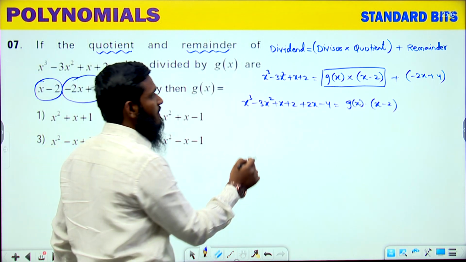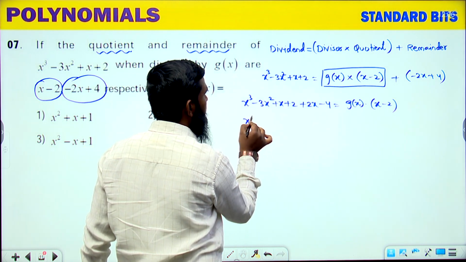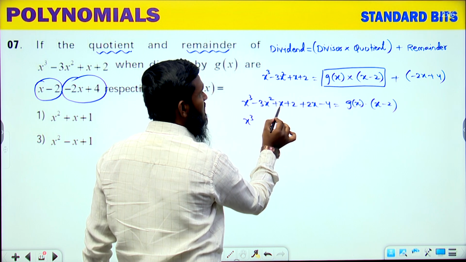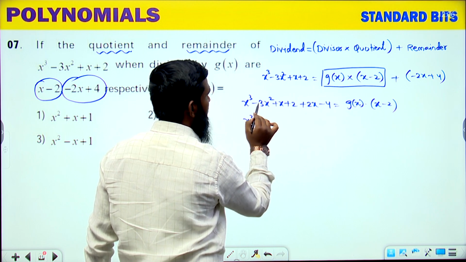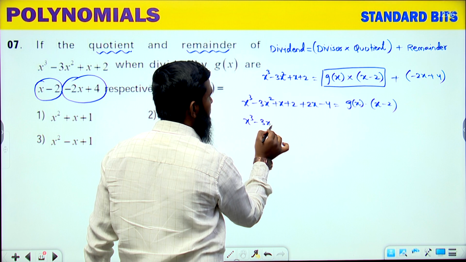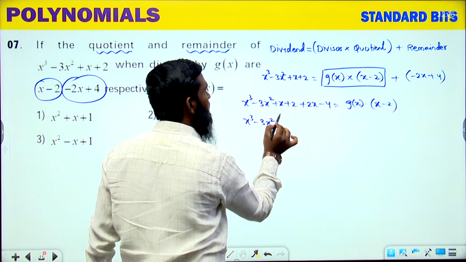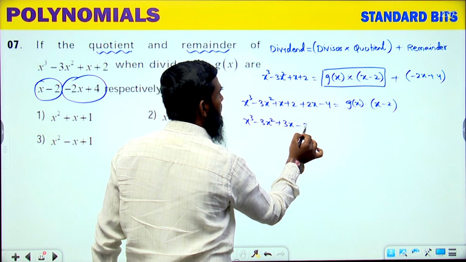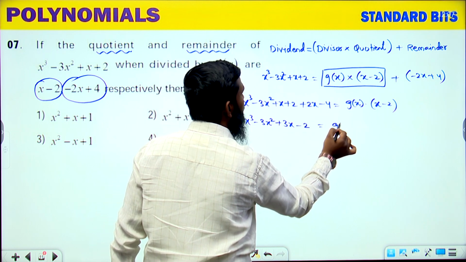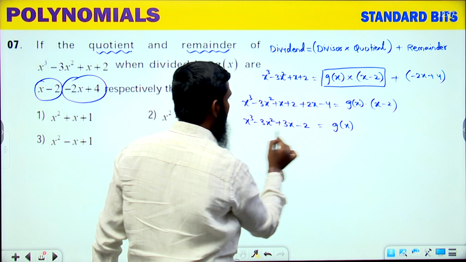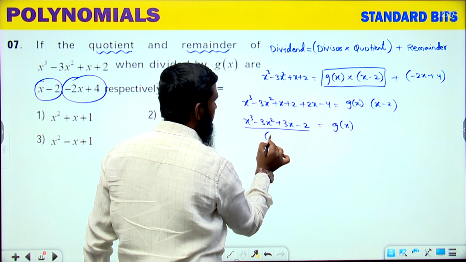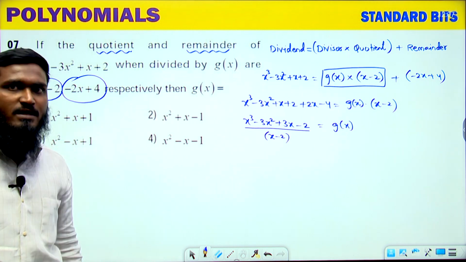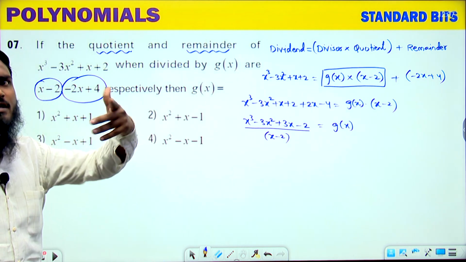Now let us simplify this. x cube we are having only once. Next, 2x plus x means 3x. The x square term is minus 3x square, and 2x plus 1x means plus 3x. Minus 4 plus 2 means minus 2. It equals g of x into x minus 2, so we will write it as a division by x minus 2. Now we have to perform the long division method over here. If we perform the division, we will get the answer.